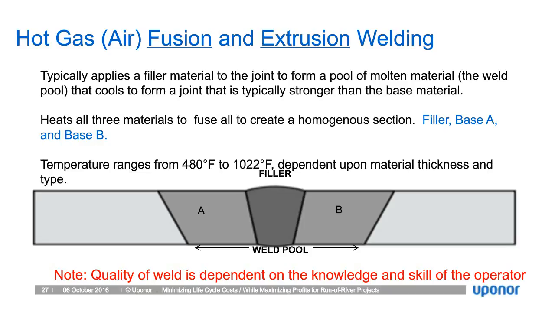The idea is to heat all three materials to fuse and create a homogeneous section: the filler, the base A, and the base B materials. What I tell people is to imagine two ice cubes side by side. You add some heat to it, you melt it, it all forms as one big lump, and then you refreeze it, and you've got a homogeneous section once again. That's basically what we're doing with extrusion welding on our Weholite pipe. Temperature ranges anywhere from 480 degrees Fahrenheit all the way up to 1,022 degrees Fahrenheit, depending on the material thickness and the type.